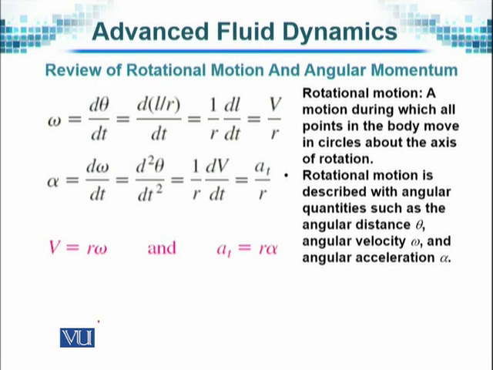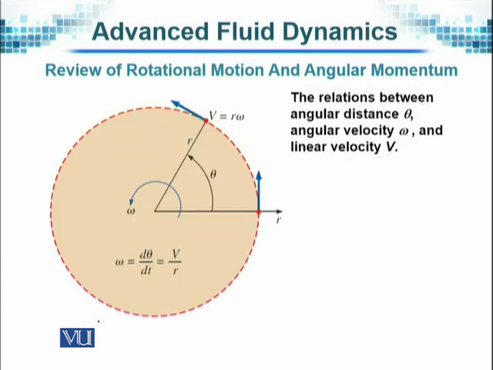That is, the angular acceleration is given by a_t over R. So the linear velocity can be written in terms of angular velocity as v is equal to omega R. Omega is equal to v over R, and likewise a_t is equal to R into alpha, where alpha is the angular acceleration. The relations between angular distance theta, angular velocity omega and the linear velocity v have been already written in the earlier slide.